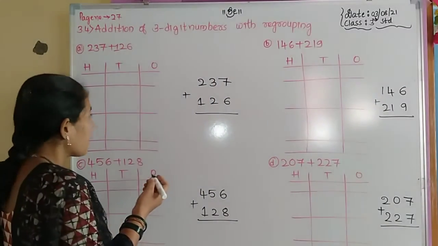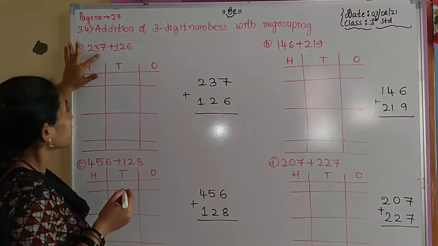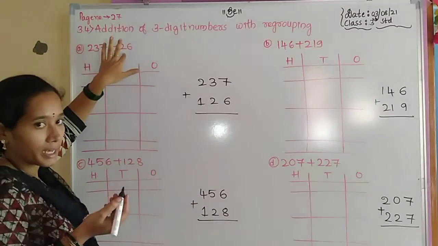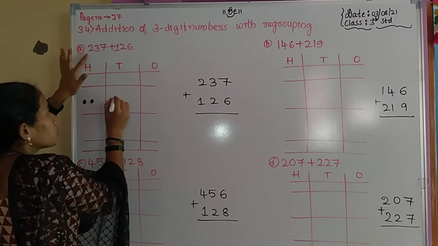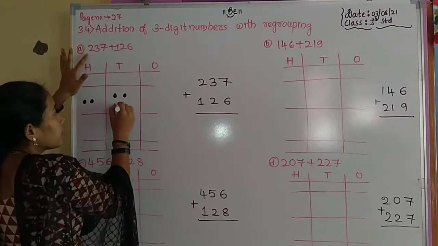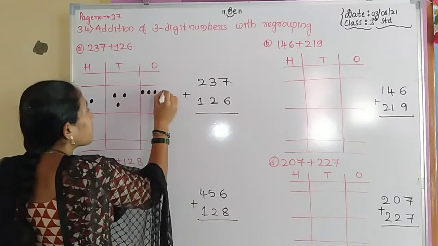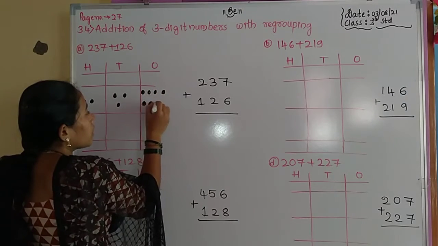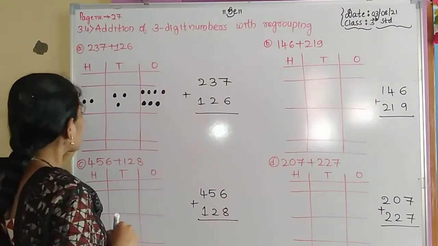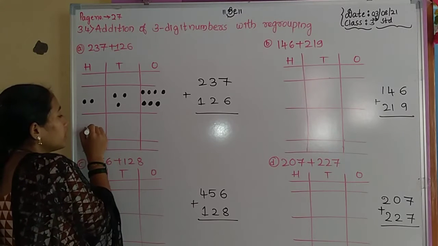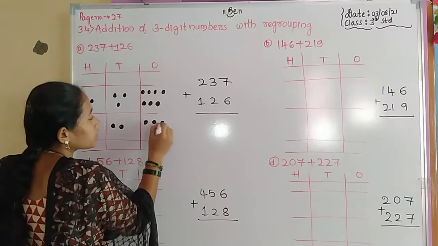Okay. So we discuss with the positions of the numbers. 237 is the first addend, 126 is the second addend. According to the first addend, in the 100s position there is 2, in the 10s position 3, and in the ones position 7 dots are there. So draw with respect to their position. Then for 126, the second addend, with respect to their position we draw the dots: 1, 2, and here 6 dots.